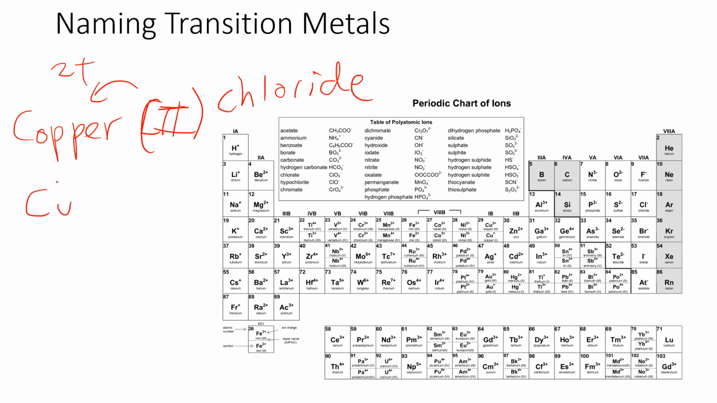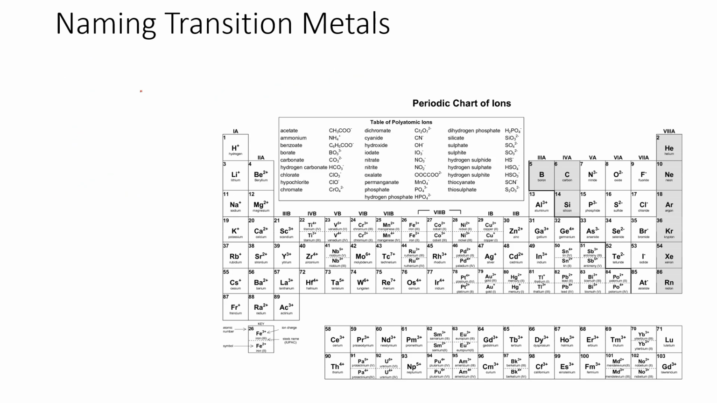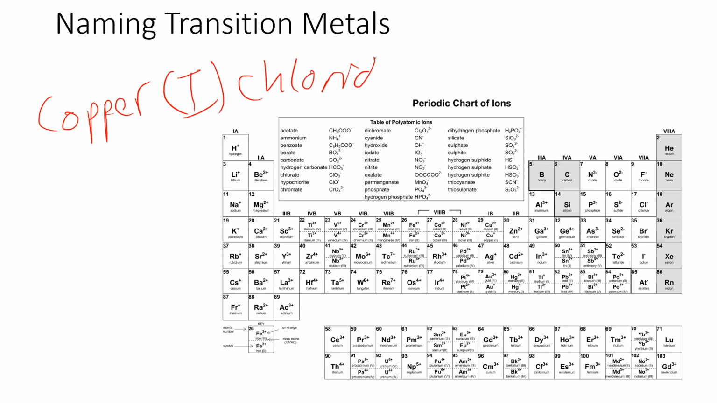So we know because copper has a 2 plus charge, chloride has a negative 1 charge, and once again, chloride, because it's a halogen, always has a negative 1 charge. You need 2 negative 1 charges to balance out the plus 2 charge, okay? If we said, for example, copper 1 chloride, then we know copper has a 1 plus charge, so it'd be CuCl.